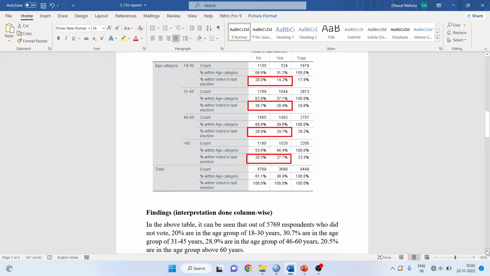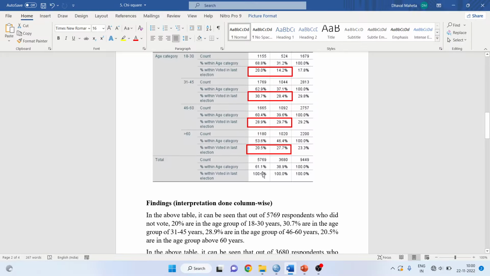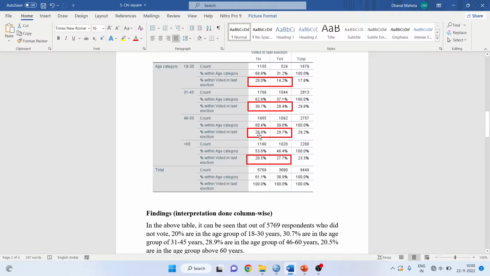Okay, let's see how we will write. Out of 5769 respondents who did not vote, see this is a line of who did not vote, 20% are in the age group of 18 to 30, 30.7% are in the age group of 31 to 45, 28.9% are in the age group of 46 to 60, and 20.5% are in the age group above 60.